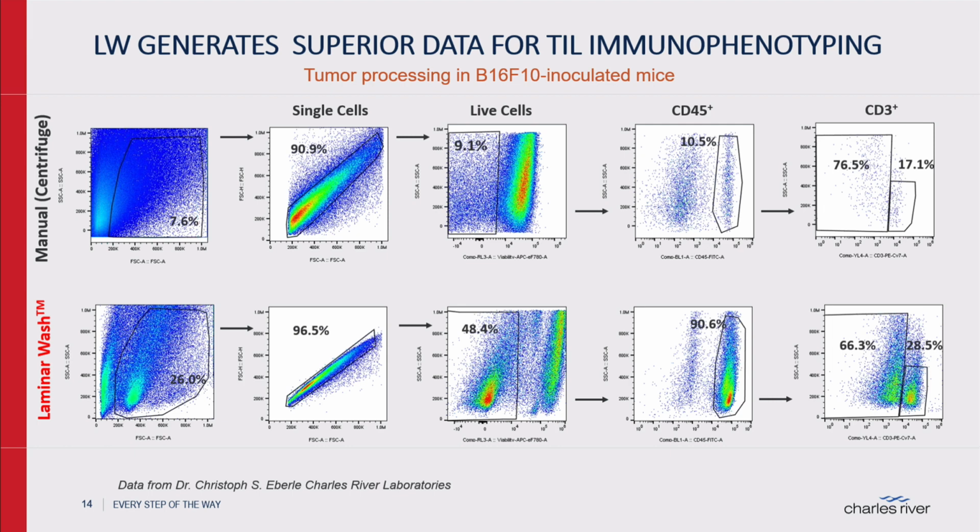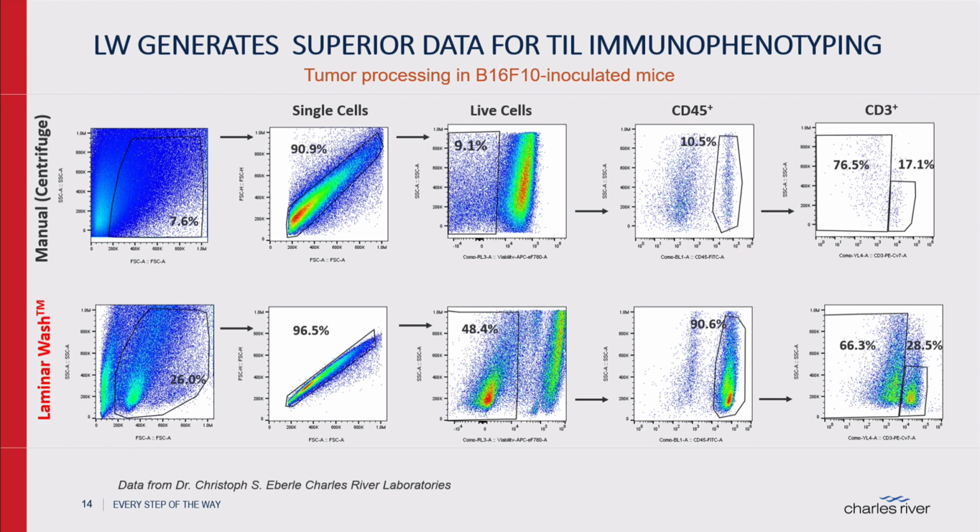So this is shown in a mouse model system, but you can also imagine that this would hold true for human model systems as well. So think, if you're getting tumors from a clinical trial, from patients, again, the retention is going to be better if you use a more gentle washing method.